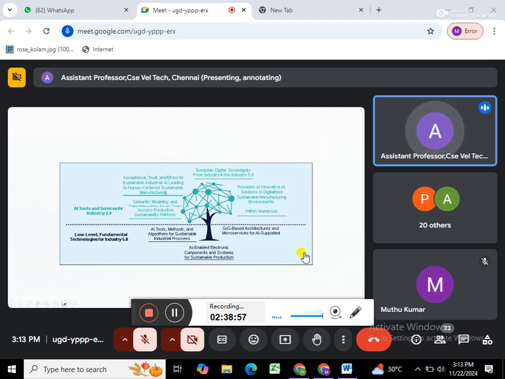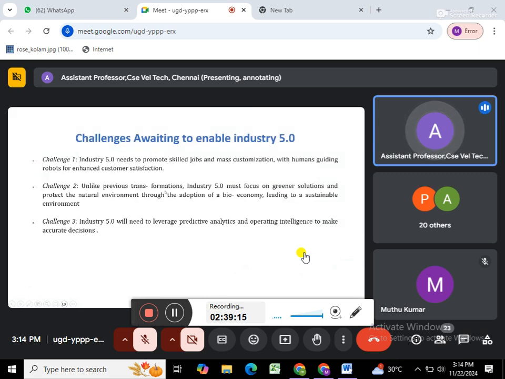And the challenges that are awaiting to enable Industry 5.0 involve challenge one, which is that Industry 5.0 needs to promote skilled jobs as well as mass customization, with humans guiding robots for enhanced customer satisfaction. So that is one of the challenges. We need to promote more skilled jobs.